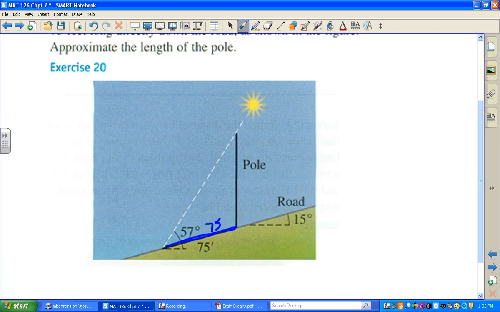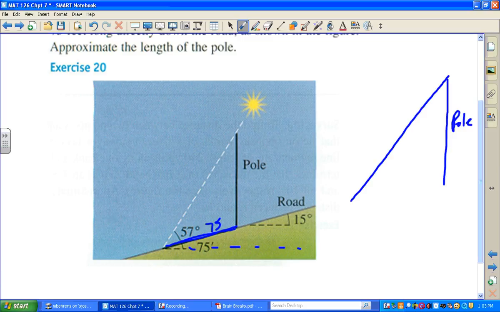Wait a minute, I just see something else. If this line is parallel, wouldn't that be 15 degrees also? I don't know if that helps. It doesn't? Okay, just checking. All right, we got the pole.